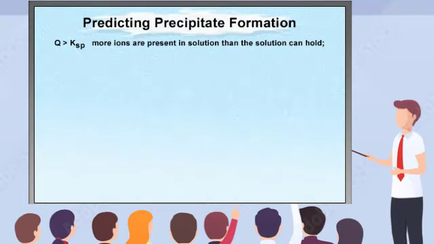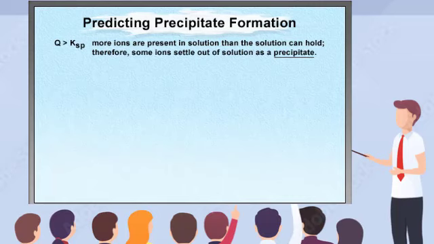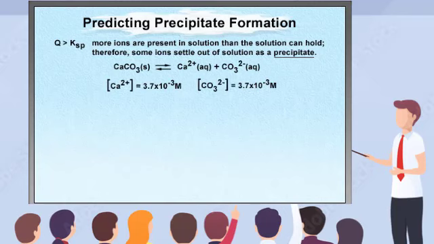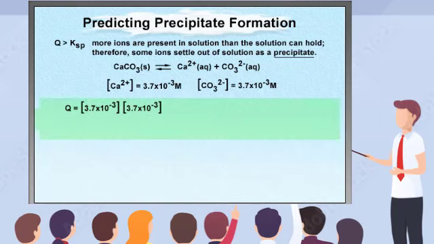A Q value greater than Ksp indicates that more ions are present in the solution than the solution can hold. Therefore, some ions precipitate out of solution to maintain equilibrium. For example, you are told that the ion concentrations of calcium ions and carbonate ions are 3.7 times 10 to negative 3 molar. Inserting these numbers into the ion product equation gives a Q value of 1.4 times 10 to negative 5. Using a Ksp chart, obtain the value for calcium carbonate, 4.5 times 10 to negative 9.